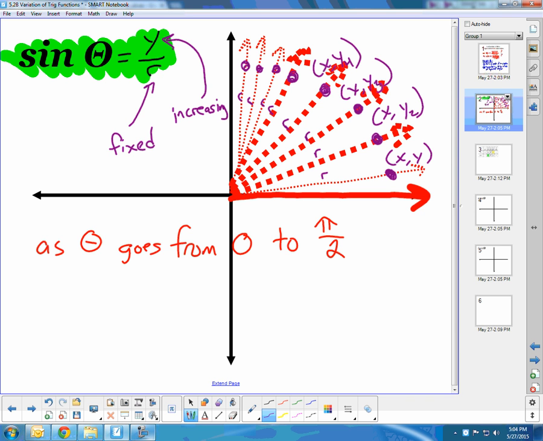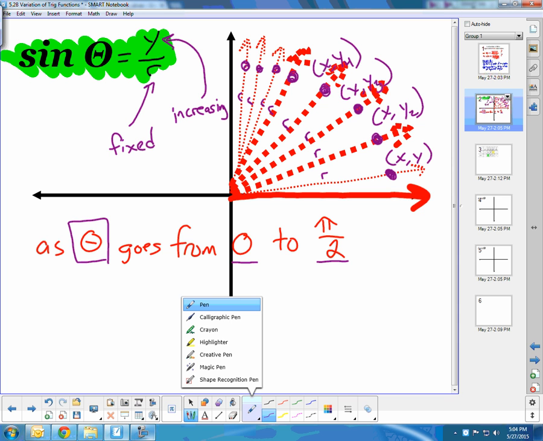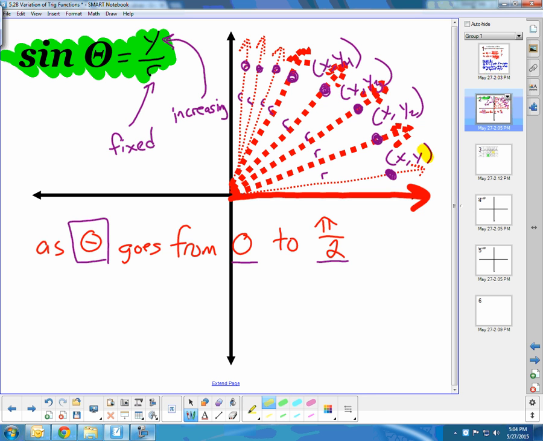As my theta gets larger from 0 radians to pi over 2 radians, from 0 degrees to 90 degrees, these y coordinates, I'll highlight them, get bigger and bigger and bigger. So as theta goes from 0 to pi over 2, I can say that sine of theta increases.